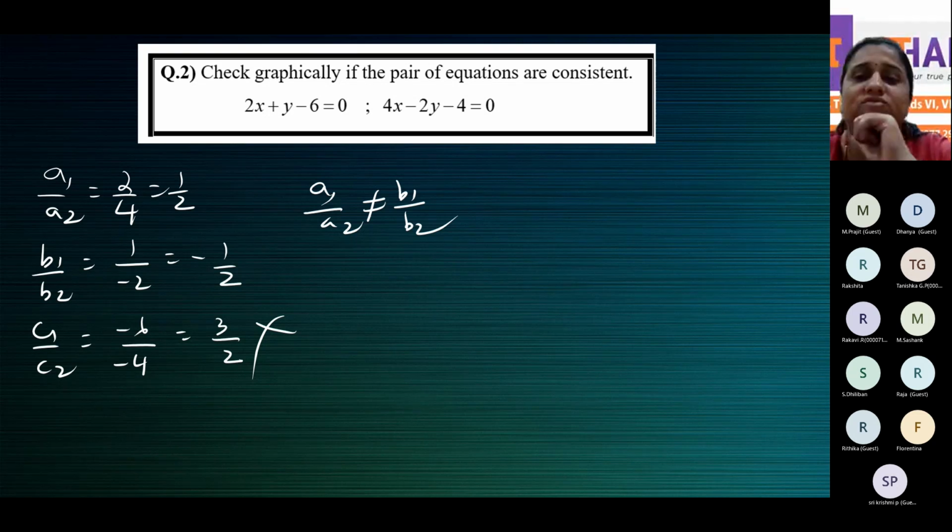So you must make the graphs of these two lines and show that they intersect. If they intersect, they have one solution. If they have one solution, they are consistent. You must make the graphs of these two equations by making the XY table. After getting the graphs, how do you say that they are consistent? Graphically, they meet at a point. So that means they have one solution. So they're consistent.